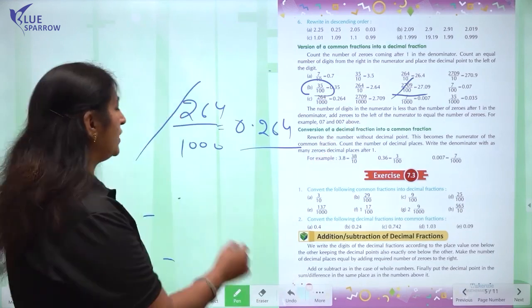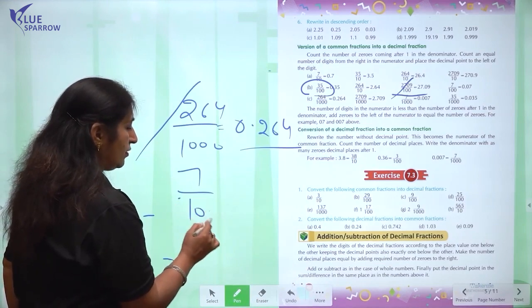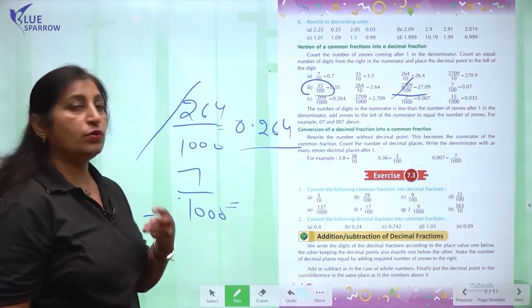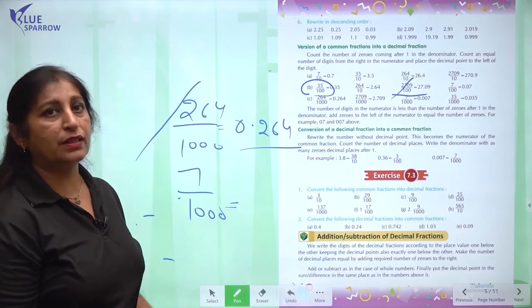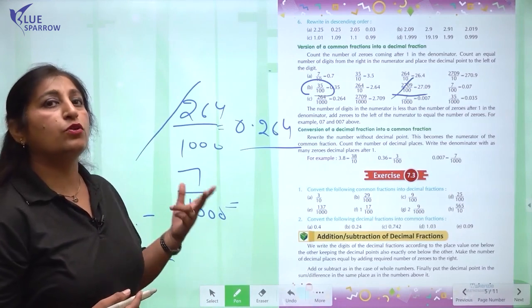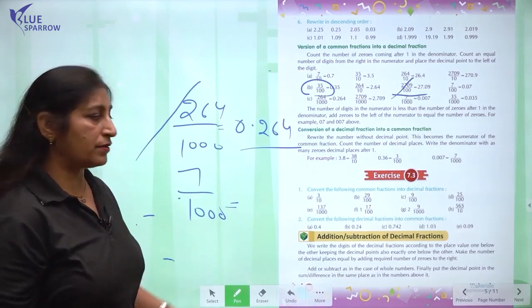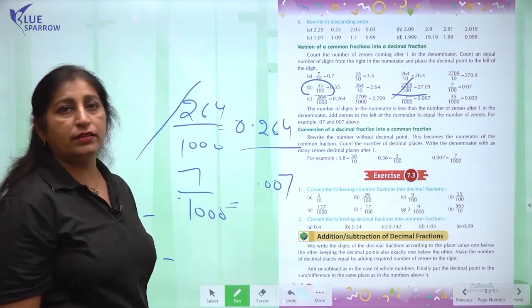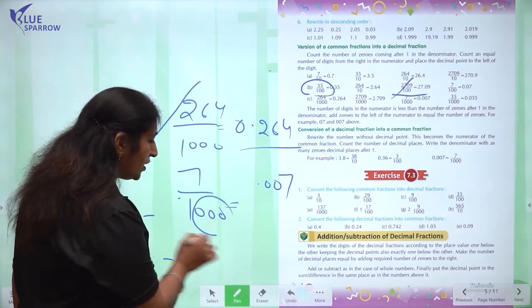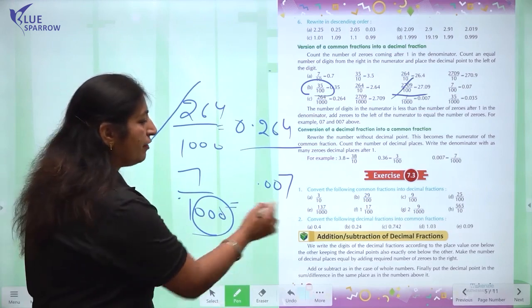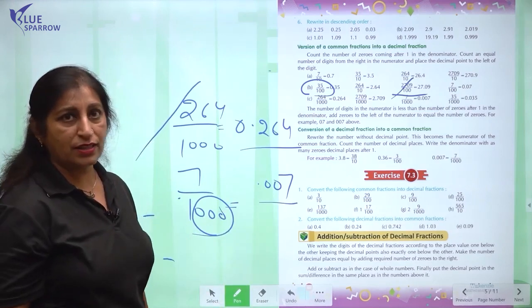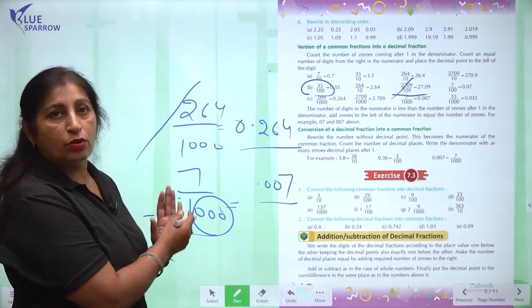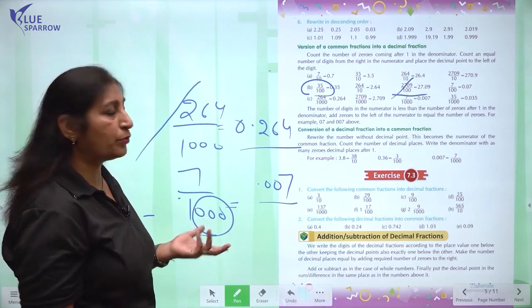Now if the number is 7 upon 1000, it means you have to leave 3 places before decimal, but there is only 1 place. So put 2 more zeros to make the 3 places. This would be 0.007, because there were 3 zeros in the denominator. So we have left 3 places before decimal and no places more left on the left hand side.